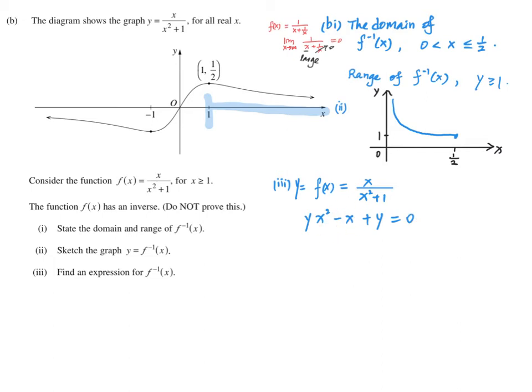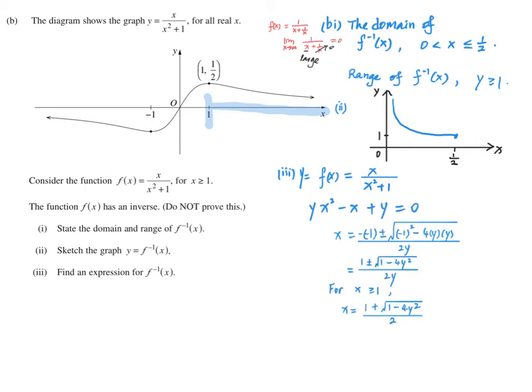Here, if you want to make x the subject, this is a quadratic equation in x. Here we go. So quadratic formula, it should be minus b, the b is minus 1, so minus minus 1, plus minus the square root of b squared minus 4ac. b squared is minus 1 squared, minus 4a, a is y, c is also y. Take the square root, divided by 2a, a is y. Here minus minus 1 becomes 1, plus minus the square root of 1 squared becomes 1, minus 4 times y squared. Take the square root, divided by 2y.